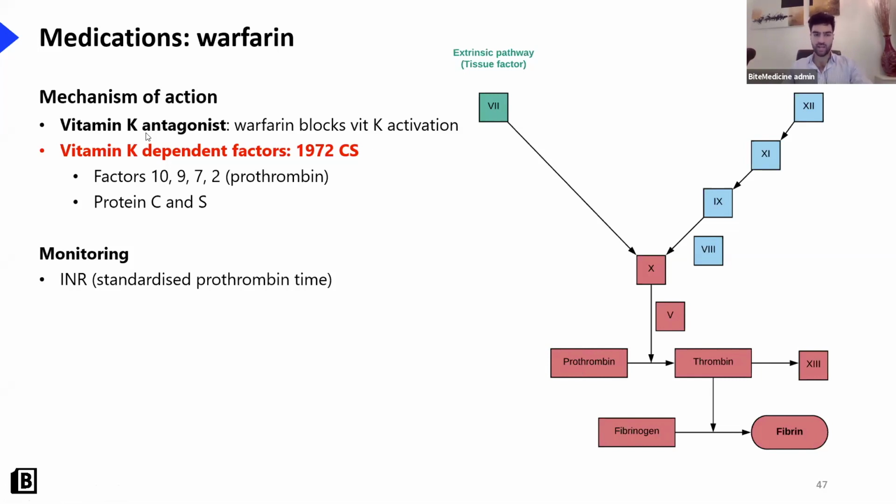What warfarin does is it blocks the action of vitamin K, and so those factors don't work properly. If those factors don't work properly, therefore, you're going to be more prone to bleeding, which is exactly what we want patients to be when you start them on warfarin. The way you monitor it is with the INR, the International Normalized Ratio, which is just a standardized measure of the prothrombin time. Okay.